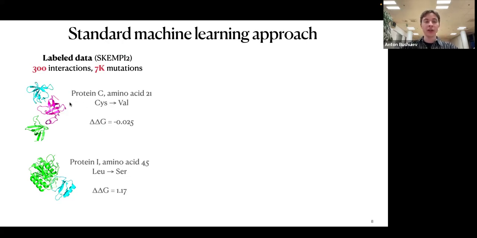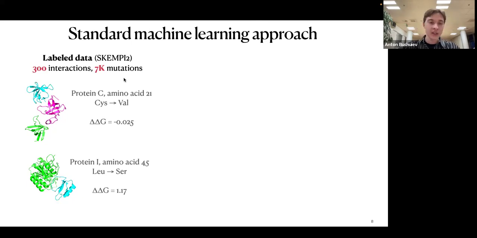And then we know that if we mutate amino acid 21 in some of the proteins denoted here, it's at C, let's say this is this one. And if we mutate amino acid 21 from cysteine to valine, then delta delta G is slightly negative. So it means that it slightly improves the interaction. Or another example may look like this, and it has a positive delta delta G, so it's not really interesting for us. And then, as we can see, such data is very scarce.